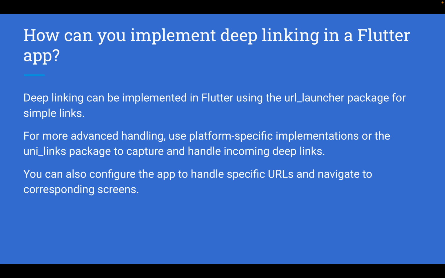How can you implement deep linking in a Flutter app? Deep linking can be implemented in Flutter using the url_launcher package for simple links. For more advanced handling, use platform-specific implementation or the uni_links package to capture and handle incoming deep links. You can also configure the app to handle specific URLs and navigate to the corresponding screens.